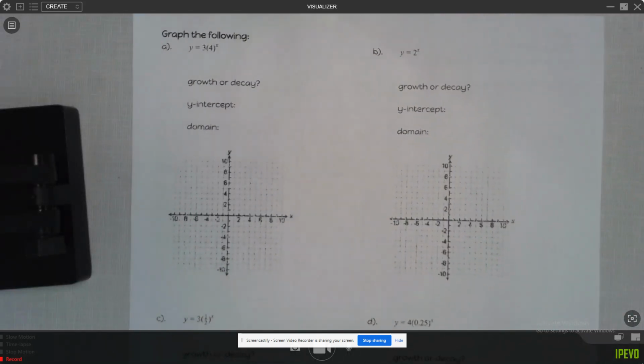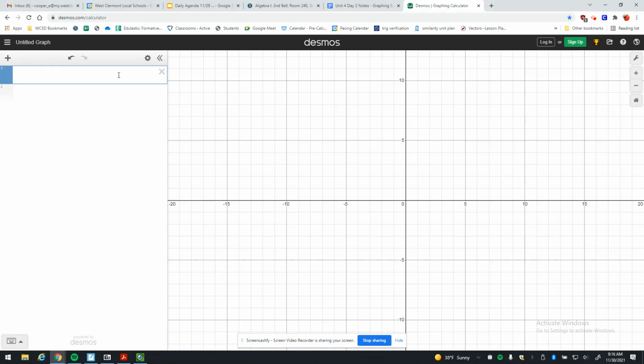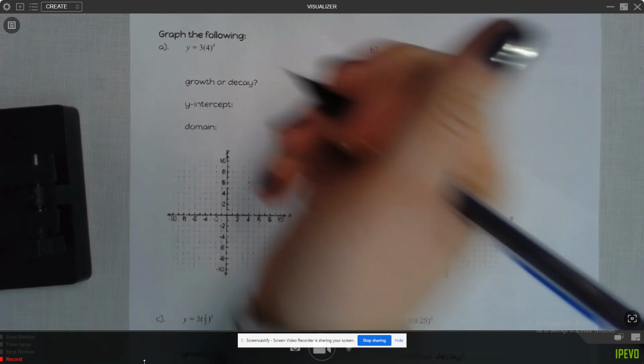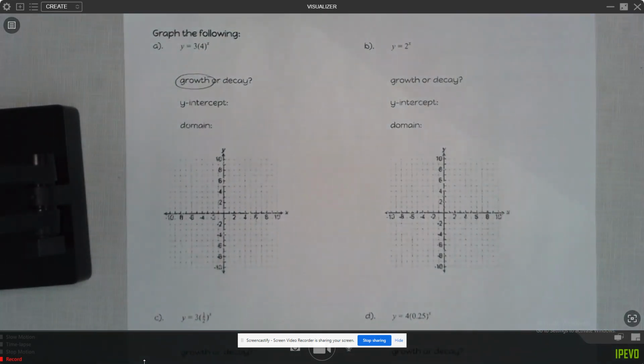Now, some of you may start figuring out whether it's growth or decay before you put it in Desmos. Awesome. We'll talk about that next week. I'm not stressed about that. Let's put the first one into Desmos. 3 parentheses 4 to the x. There it is. Is everybody's match mine? Growth or decay? Growth. So on your paper, make sure you're circling that it's growth because that's important.